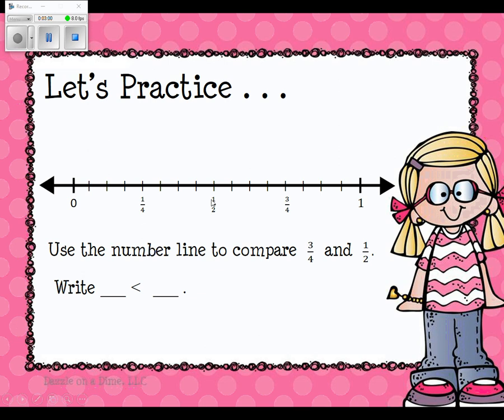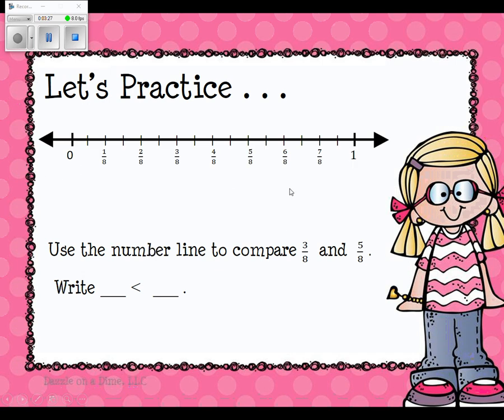So we have 1/2, and we think about where that is in relationship to 0, and 3/4 and where it is in relationship to 0. And we're going to write our sentence, fill it in with our fractions. So this says less than, so I know that 1/2 is less than 3/4. I would write 1/2 here, 3/4 here.